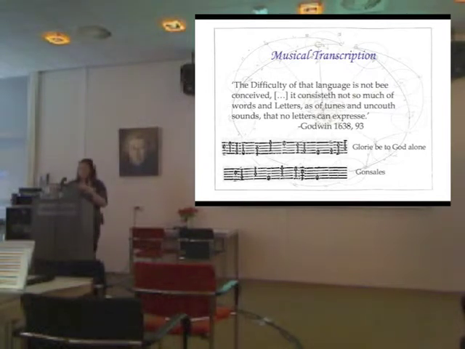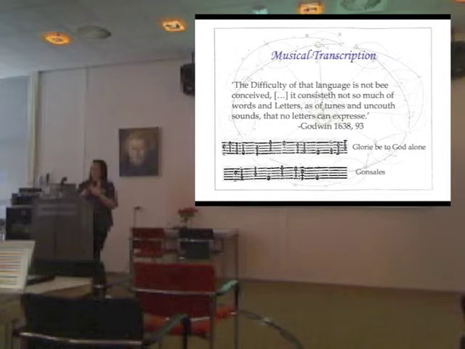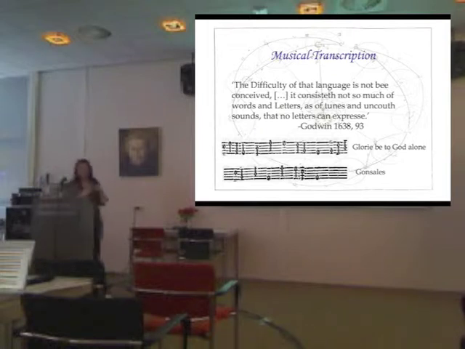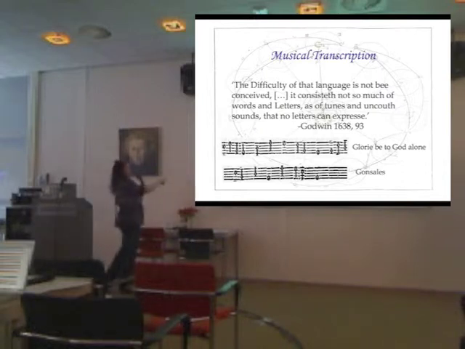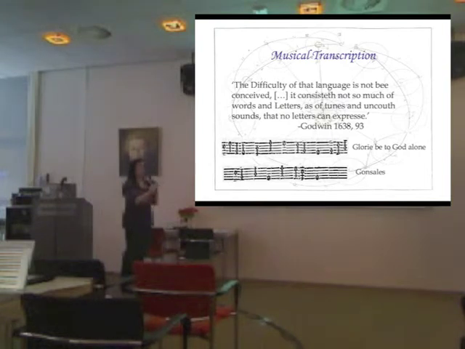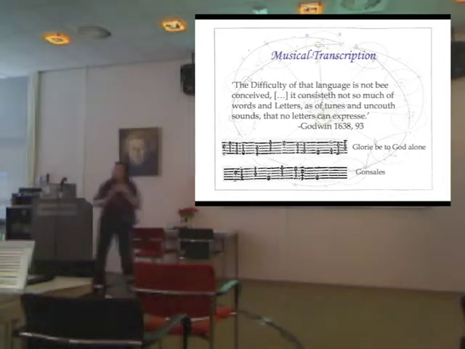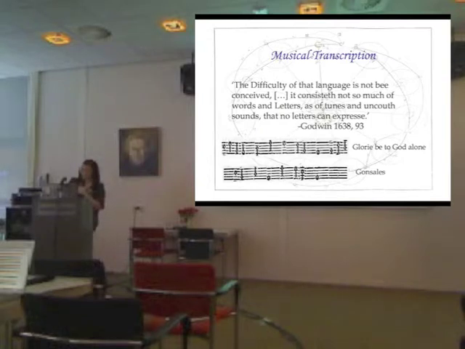He eventually learns enough to be understood, using some gestures in there as well. And even though the difficulty of that language is not to be conceived, it consisteth not so much of words and letters as of tunes and uncouth sounds that no letters can express. And he says in the course of this that he's no perfect musician, but he managed to throw together some musical staves for us to understand what was being said. And the first one is Glory Be to God Alone, and the second one is Gonzales. And I find it interesting that in English, these expressions both start with a G, and they both start with the same note. Just to point that out.